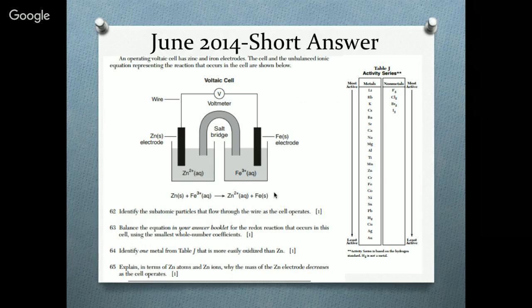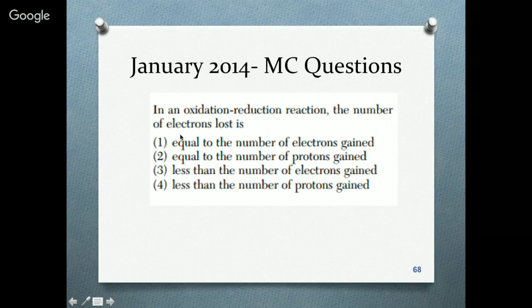64, identify one metal from Table J that's more easily oxidized. More easily oxidized means higher up on Table J, so just pick something above zinc. A whole bunch of answers would suffice there. 65, explain in terms of zinc atoms and ions why the mass of the zinc decreases as the cell operates. Okay, zinc is the anode. We know zinc is the anode because it's higher up than Fe on Table J. Zinc atoms are turning into ions. That's as simple as you can make it. Zinc is oxidized, which means it's losing electrons. So zinc atoms become zinc ions.